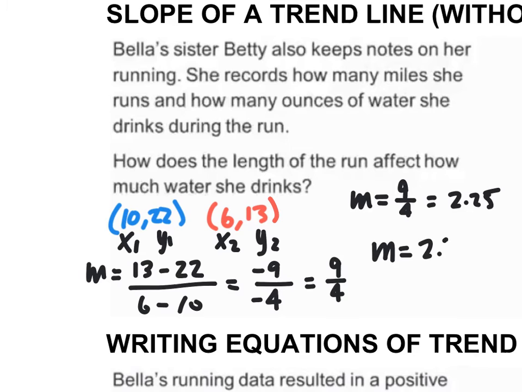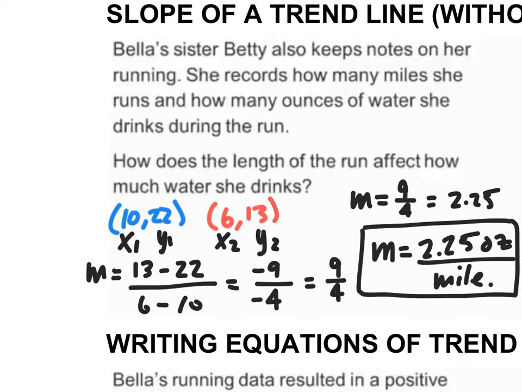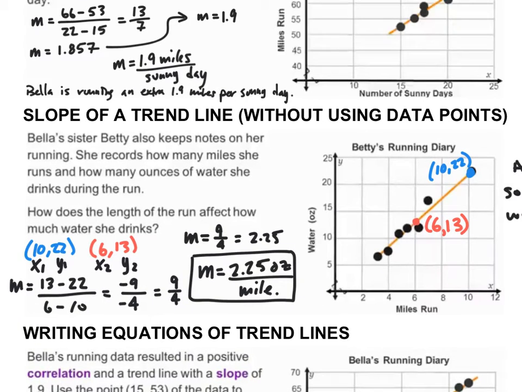This means we have 2.25 ounces per mile ran, and that's what Betty is drinking. How does the length of a run affect how much water she drinks? For every mile, she's going to drink 2.25 ounces of water. And that's how we look at that.